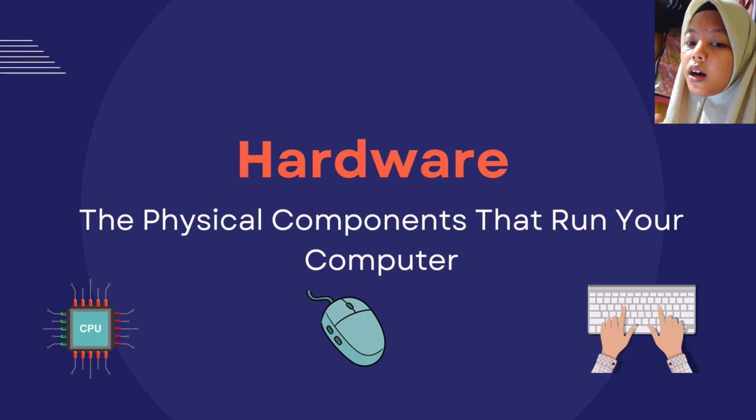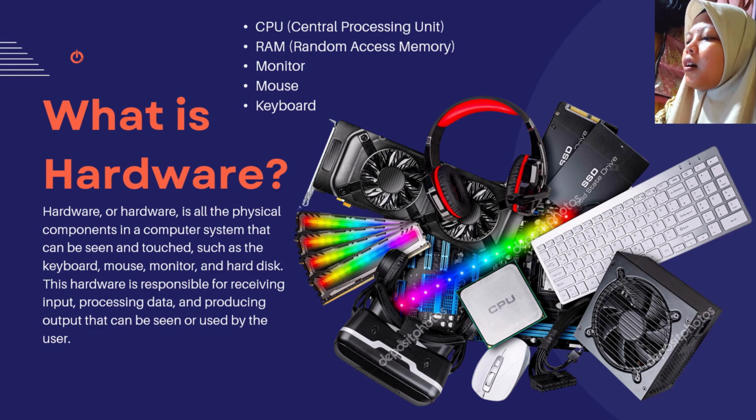Now we'll focus on hardware, which refer to all physical parts of computer that you can see and touch, such as the keyboard, mouse, and monitor. Hardware refers to the physical components of a computer, like the keyboard, CPU, RAM, and others. Hardware receives input, process data, and produce output that user can utilize.